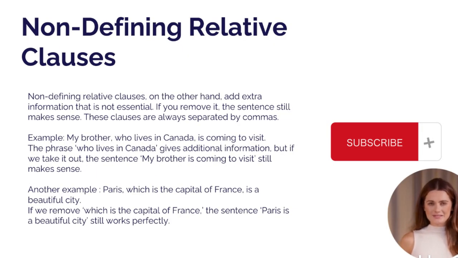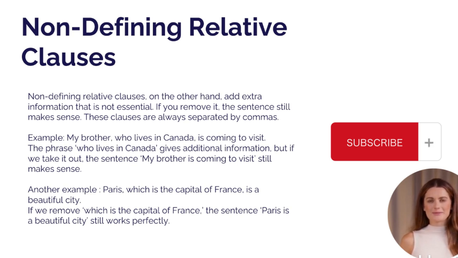Non-defining relative clauses, on the other hand, add extra information that is not essential. If you remove it, the sentence still makes sense. These clauses are always separated by commas. Example: my brother, who lives in Canada, is coming to visit.